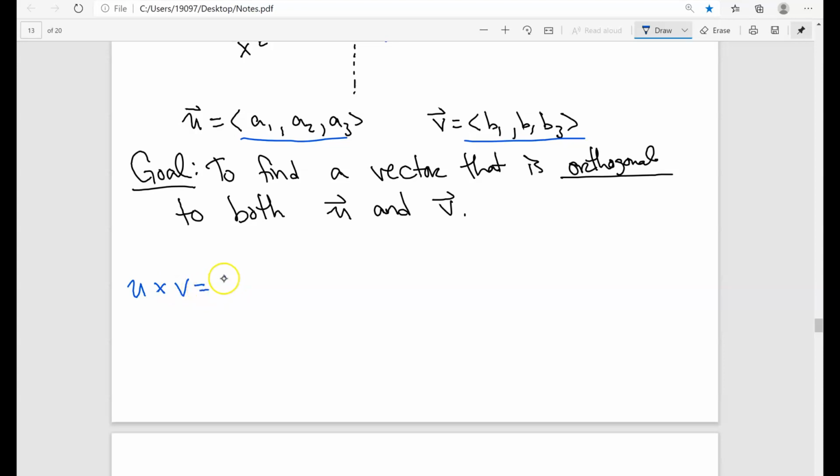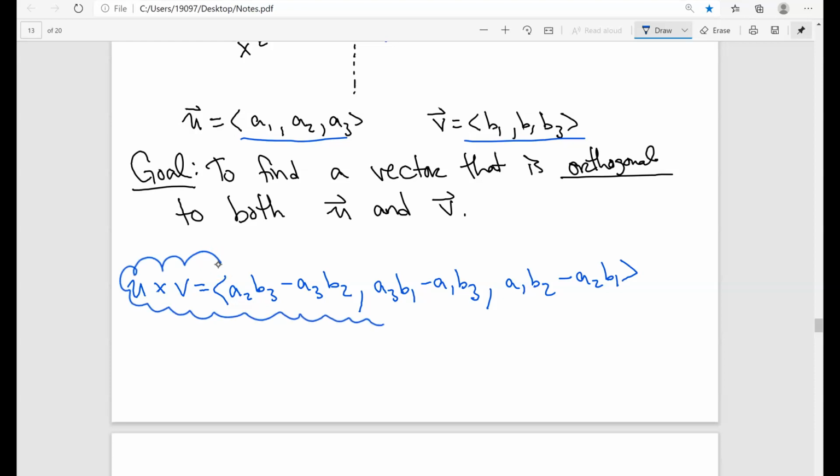And the way that you do it is the following. You're going to take a2, which is basically this guy, multiply it by b3, minus a3 multiplied by b2. That's your first component. The next one is a3 multiplied by b1 minus a1 multiplied by b3. That's your second component. The third component is a1 multiplied by b2 minus a2 multiplied by b1. Okay, so it's kind of horrible because there's no way that you would want to memorize this. So there's a way that you can do this problem without having to memorize this cross product.